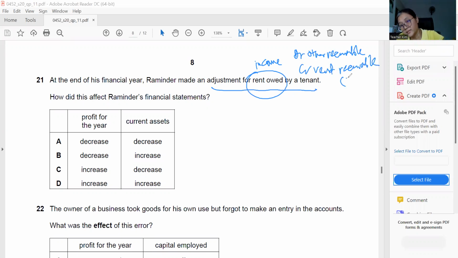So this is an income statement account. This is under current asset under the SOFP. So here in the financial statements, when we credit rent receivable, it increases the profit. Current asset, when we debit this one, it will increase. So the answer should be D. 21. Now let's continue.